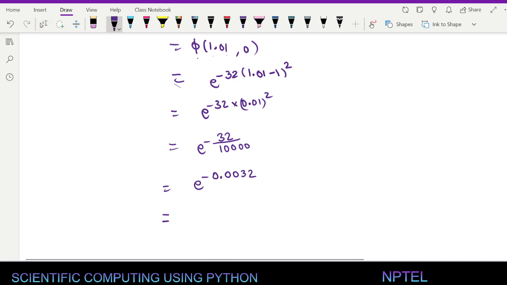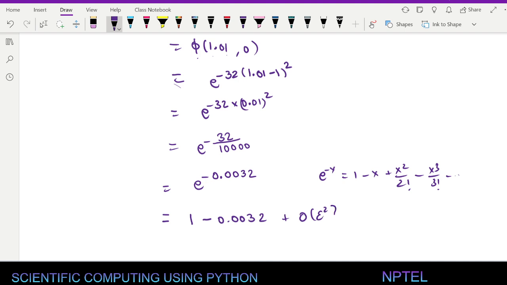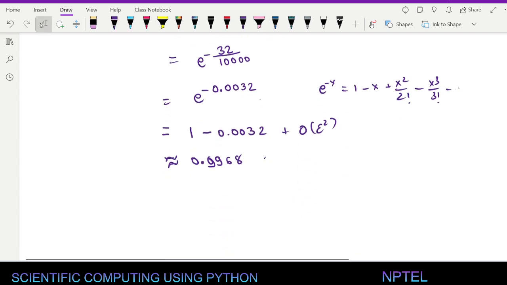And this you can plug in a calculator, or you can just expand this. e to the power minus x is 1 minus x plus x square by 2 factorial minus x cube by 3 factorial, right? So it is 1 minus 0.0032 up to first order, and then you have order of epsilon square, where epsilon is this number. So very approximately it's going to be 0.9968. Okay, so very close to 1. When you round off, it should be 1.00.